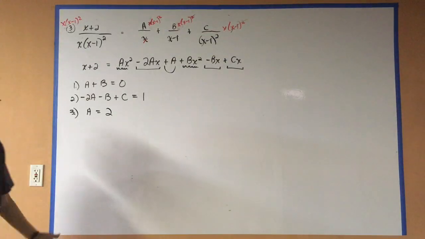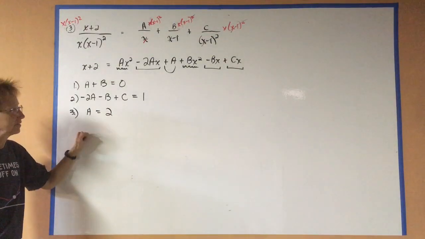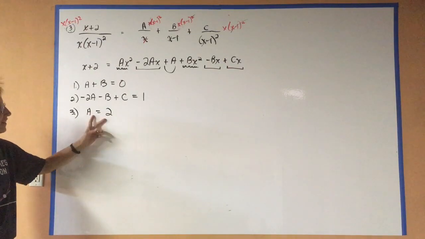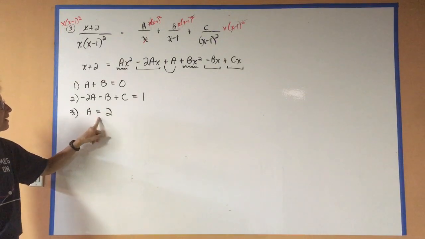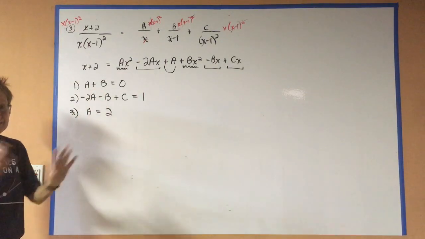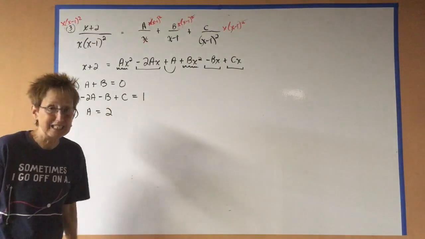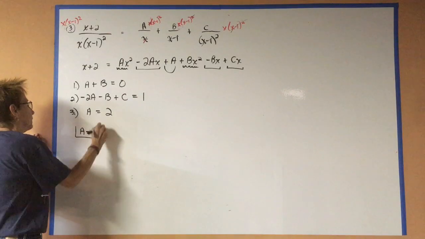Well, this is a system of 3 equations and 3 unknowns, but oh my gosh, we're almost done. This one ended up giving me the answer for a. A is 2. Now I can plug that in here and I'll have b, and then I'll plug those into here and I'll have c. So I don't even have to do a system of equations and elimination. I'm ready to go. The fact is a is equal to 2.